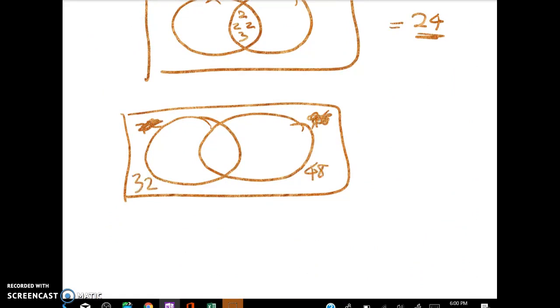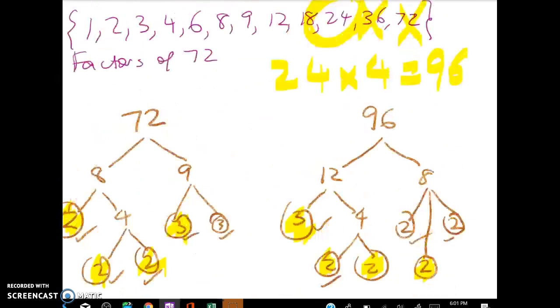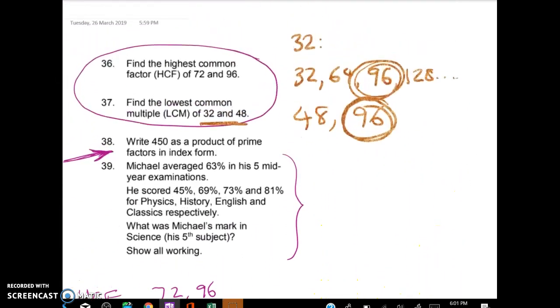32 and 48. So here I've got 2, 2, 2, and 2, 2 to the power of 4. Here I've got 3, and here I've got 2. So if we multiply those together, we get 2 times 2 times 2 times 2 times 2, and then times 3. So I just times all those together, and I get 32 times 3, which gives me 96, which is what I got much more quickly doing it the old-fashioned way, where I just list out the multiples here, and I list out the multiples here. Right, 2 more questions and then we'll be done.